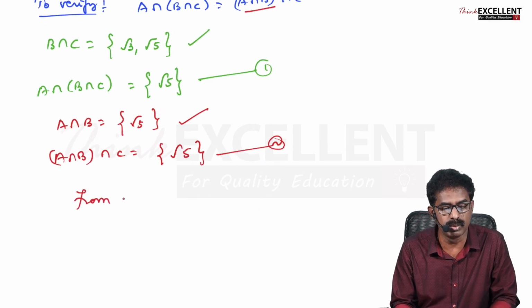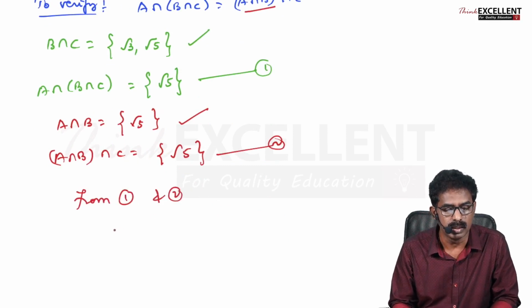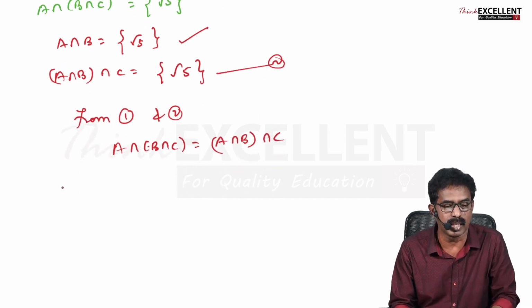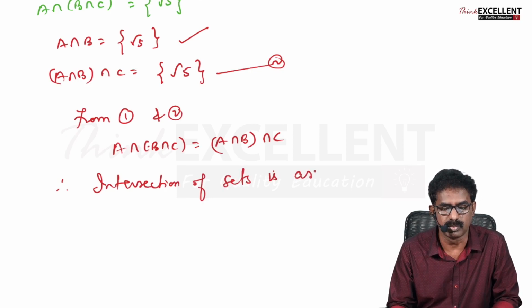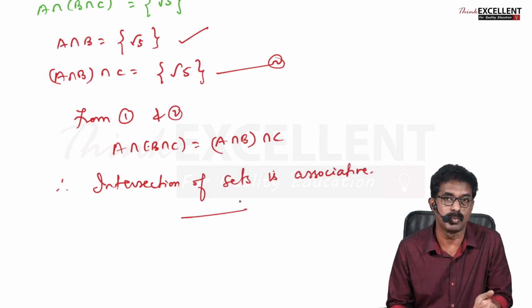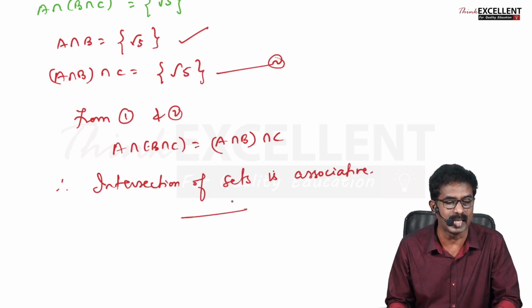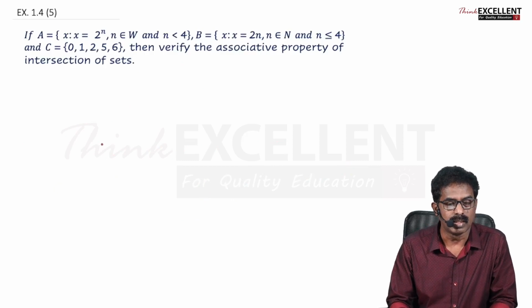So from 1 and 2, A intersection (B intersection C) equals (A intersection B) intersection C. Therefore, the conclusion you write: intersection of sets is associative. So they'll ask you to verify in 2 ways. One method, they give some sets and ask you to verify. Sometimes they'll ask you to verify using a Venn diagram. Okay. Now let's go for the next question.